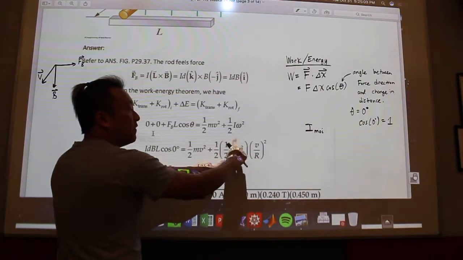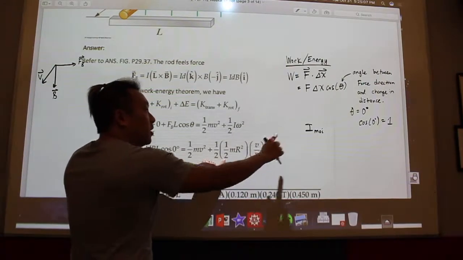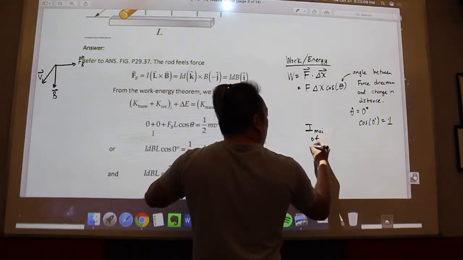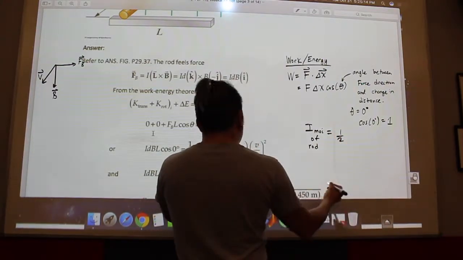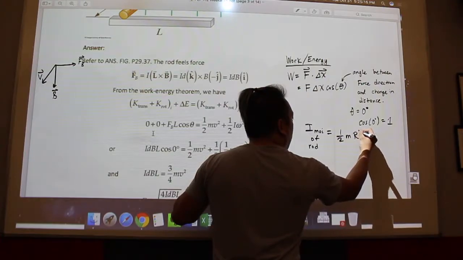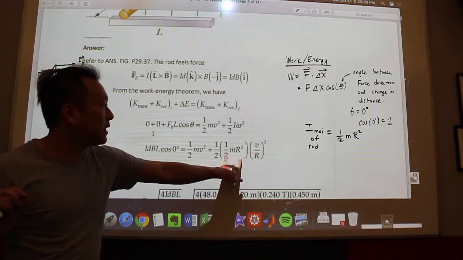And this is the moment of inertia of a rolling rod. The moment of inertia of a rolling rod is equal to 1/2 mr squared, where r is the radius of that cylindrical rod. Okay, that's what that was in essence.